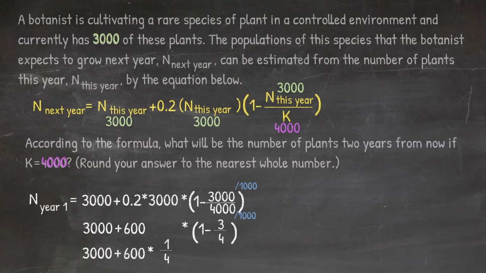If we perform this operation, 600 times 1/4 equals 150 plus 3,000. So our answer for year 1 is 3,150. Now let's apply the same formula to year 2. In this case, instead of this year being 3,000, we need to apply the number 3,150, since the formula assumes that the year 2 would use the previous year's number of plants as an input.